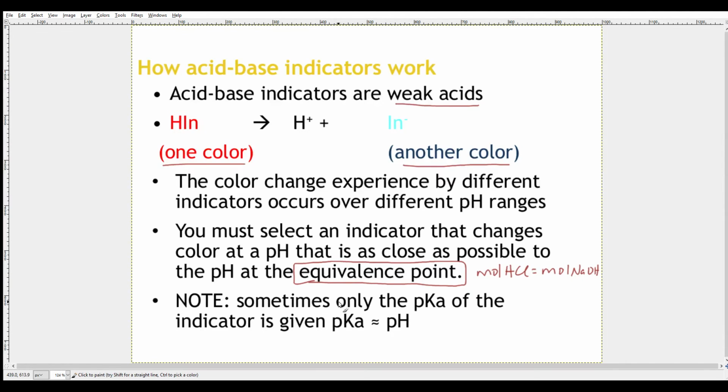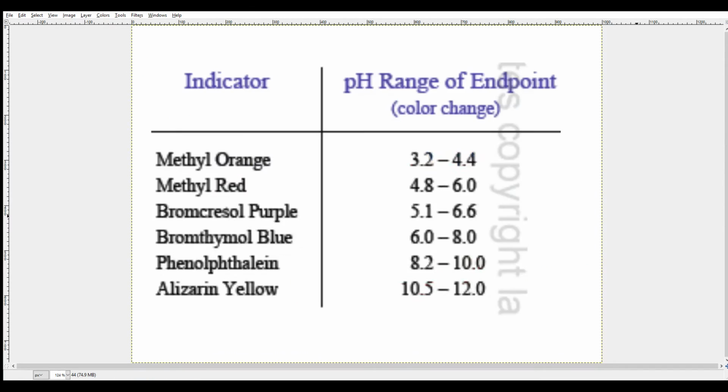So just a special note, sometimes only the pKa of the indicator is given, and that's okay because pKa is basically the same as pH, so not a big deal. Don't panic. If you see pKa, you don't have to do anything very different. So here's a range of pHs. We have methyl orange, methyl red, bromcresol purple, bromothymol blue, phenolphthalein, and alizarin yellow. Some of the more commonly used ones are phenolphthalein and bromothymol blue, although the others are also useful.